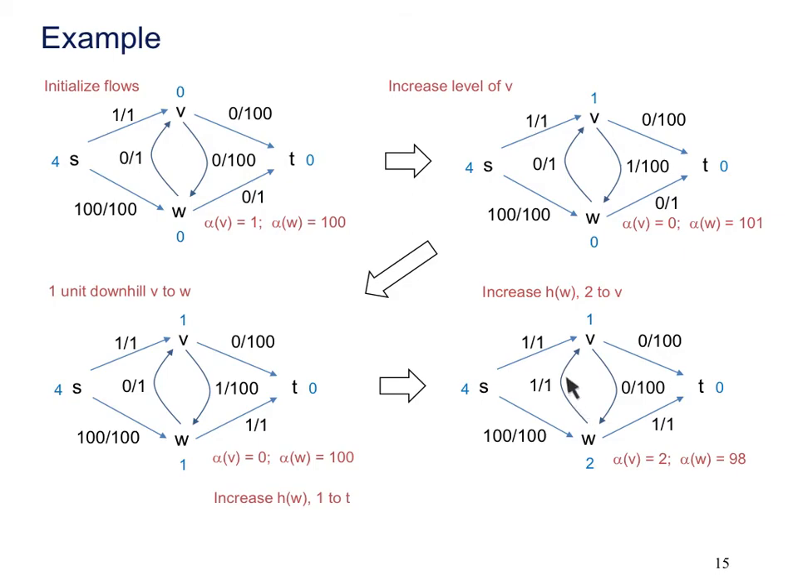And we're going to be able to send 1 unit down the forward edge and push another unit back on the backward edge. And so now V is going to end up with an excess of 2, and W will be left with an excess of 98. So I suggest taking a couple minutes and going over this slide and make sure you see exactly what's going on and how you get from one picture to the next.